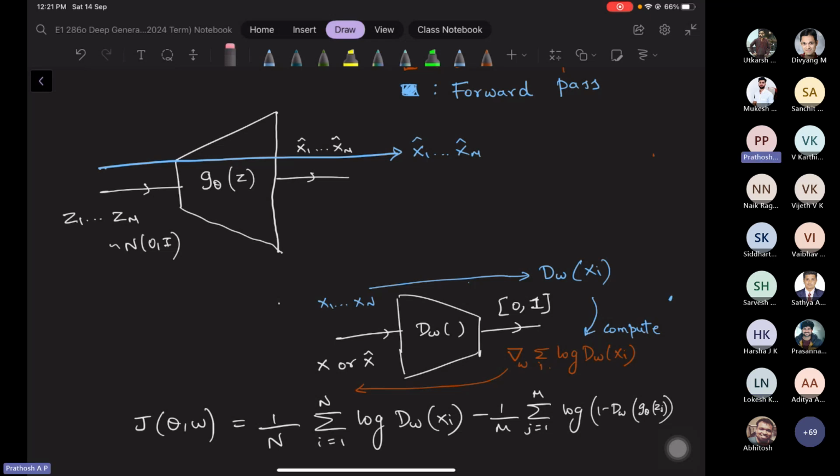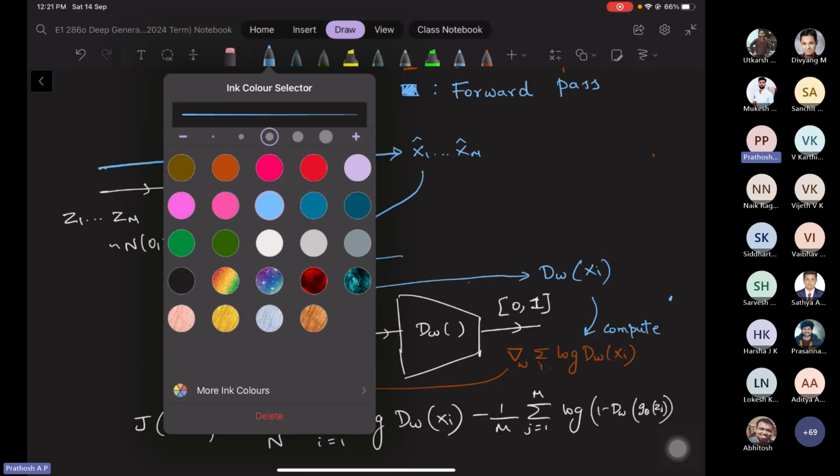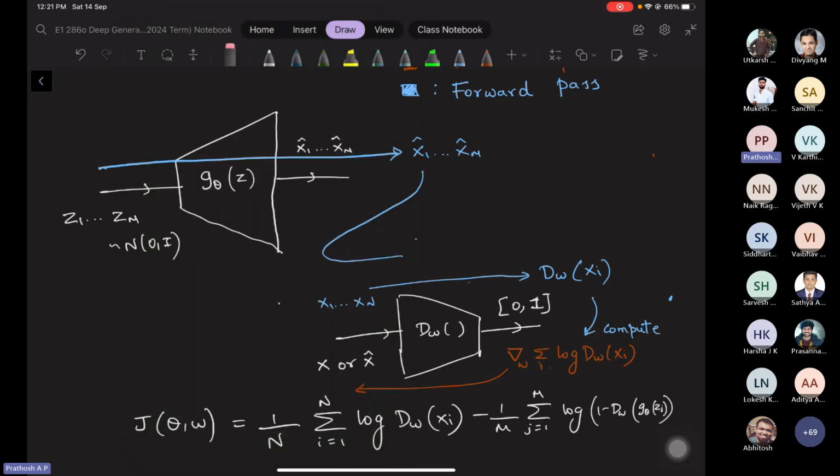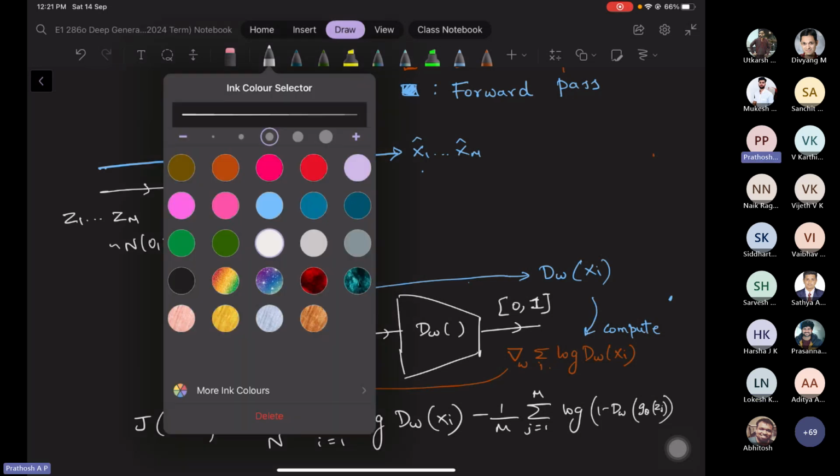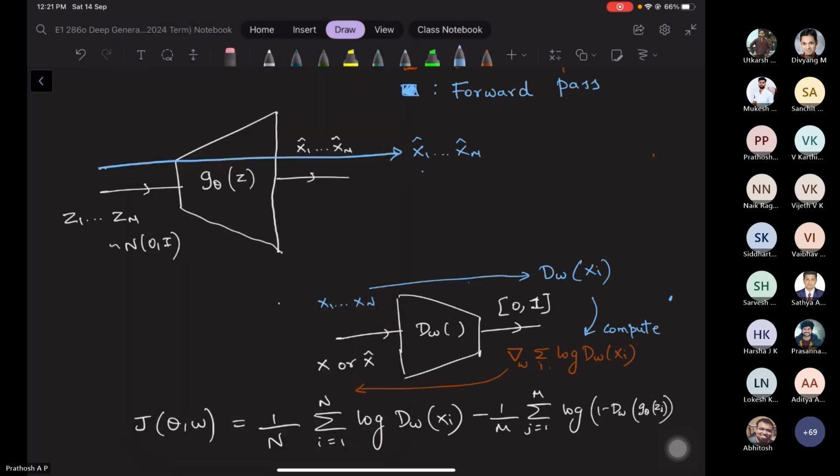Okay, yeah, this is okay. This is one forward pass. So now once you get this, you take this and pass it through the discriminator. I have to write another copy of the discriminator here? That's not the way. If I write it, you might think that there are two discriminators. There aren't two discriminators. There's only one discriminator here. You get x1 through xm, take them and pass them through the discriminator.